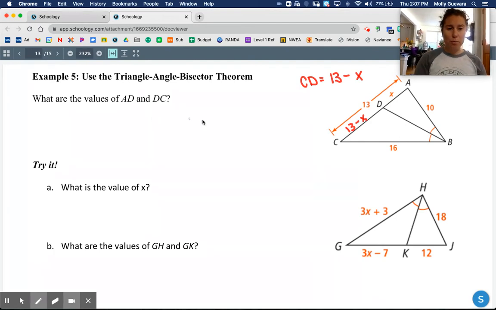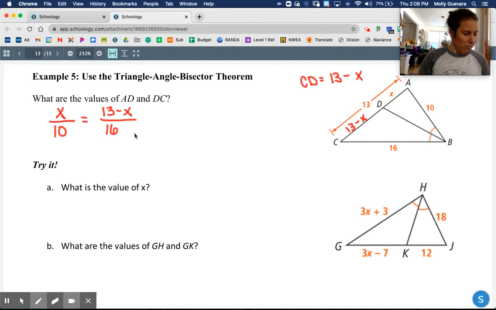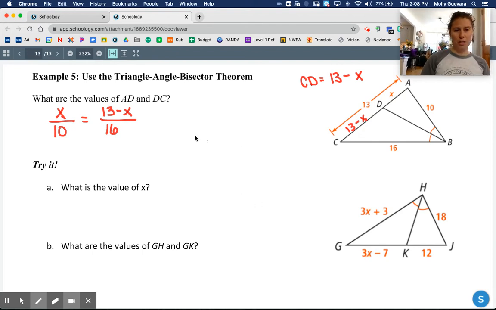And so the proportion you use for the angle bisector theorem is you take one of the sides that's been split, let's say X, and that is proportional to the original triangle side, which is 10. And that is equal to the other side that's been split, which in this case is 13 minus X, over the original side, which in this case is 16. So that's the proportion that we're looking at.